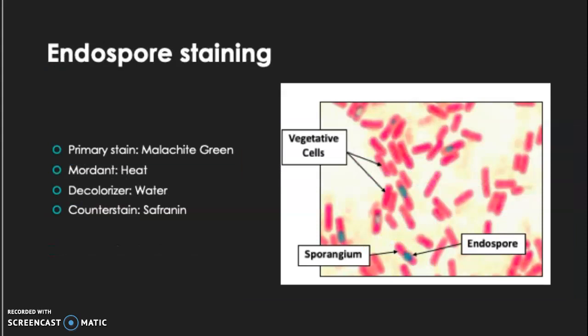Endospore staining. The primary stain used is malachite green. The mordant uses heat, which drives stain into the spore, which helps penetrate the cortex layer. The decolorizer used is water. Malachite green is water soluble, and it only remains if trapped inside the thick cortex layer of the endospore. The counterstain used is safranin, which stains vegetative cells and sporangia, not endospores.